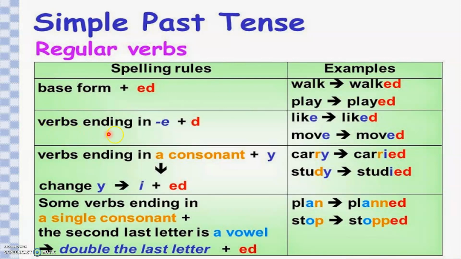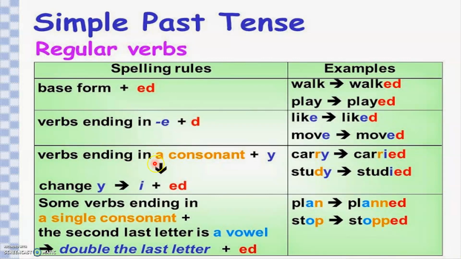For verbs ending in e, we only add d to the verb to change this verb into the past tense. For example, look at the verb like. It ends with e. So if I want to change this verb into the past tense, we only add d. So the verb will be liked. Move, moved. Live, lived. So if the verb ends with e, we only add d to the verb to change the verb into the past tense.